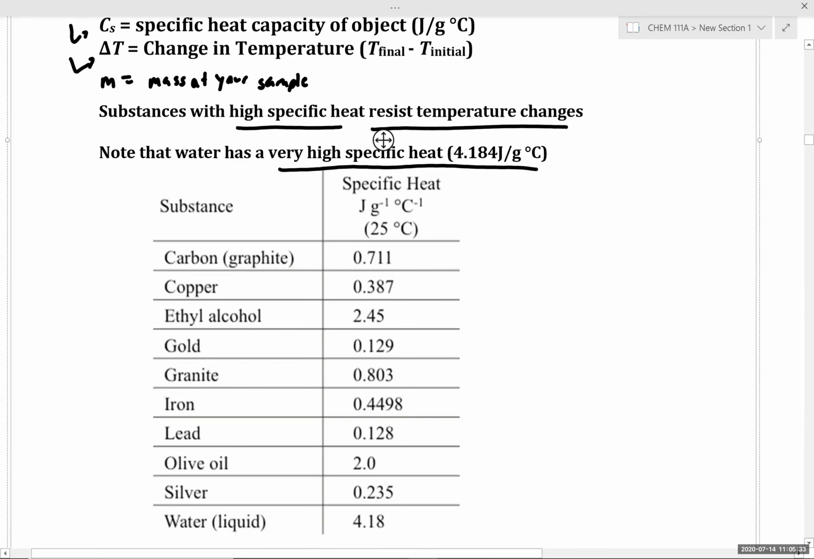So I provided you a table of different substances and their specific heats. And we notice that most metals have pretty low specific heats. That makes sense intuitively. Metals pretty readily undergo changes in temperature when they absorb heat. Water, if you ever tried to boil water, it certainly takes a lot of heat to change the temperature of a sample of water. And of course, the more water you try to boil, the more heat required.